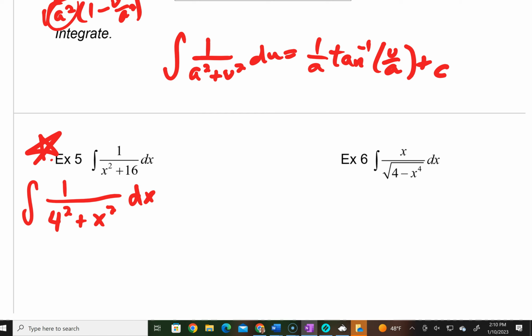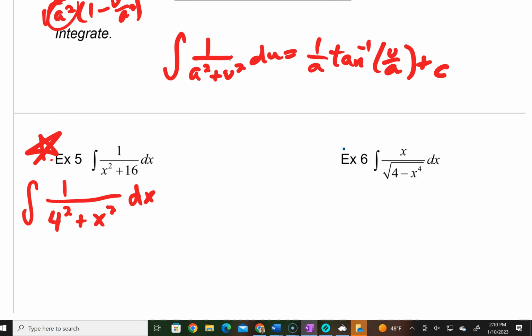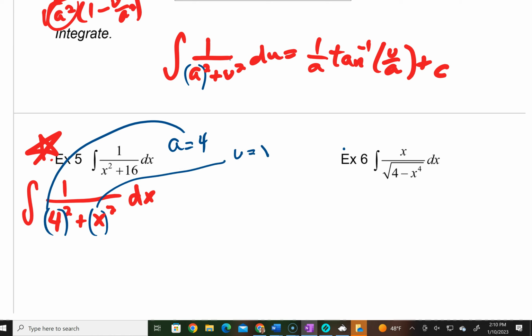And from here, what you're going to see is that your a is 4. You see that? Your a is a 4. Really, right here, your u would be just an x. Some kids will say, do a u substitution. Technically, you could. It would kind of be silly to do it, though. You would just be trading names with your variable if you did that u substitution.